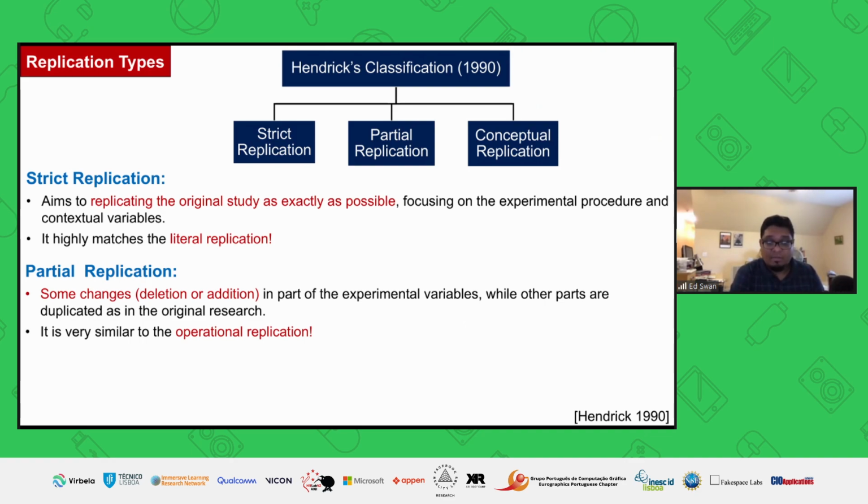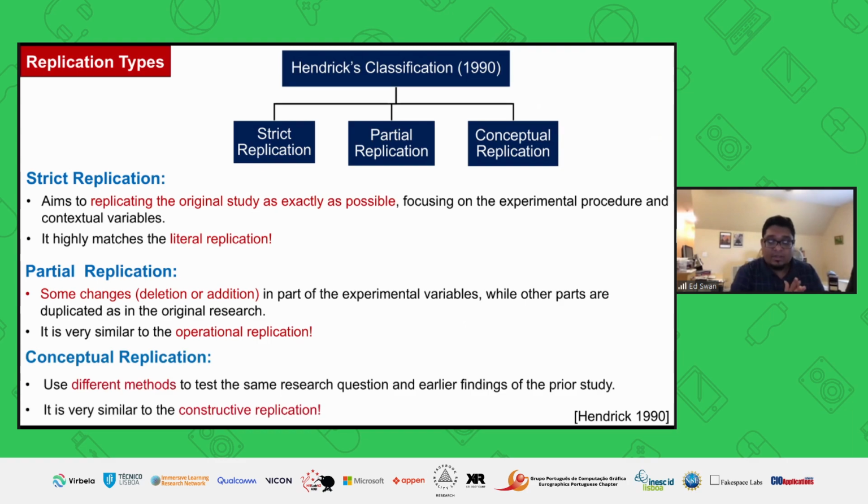This is the partial replication, which is quite similar to the operational replication. So the third one is the conceptual replication. Here, the researchers come from a different method, but explore the same research question or the same research findings that were established before by the original study. So using a different method means you're investigating an idea which is already investigated by other people.